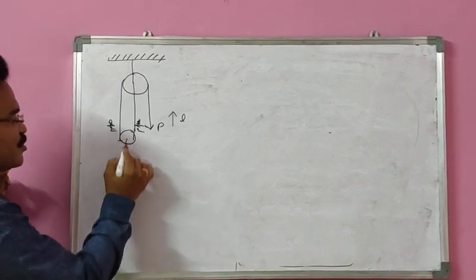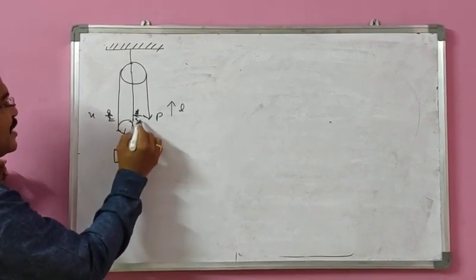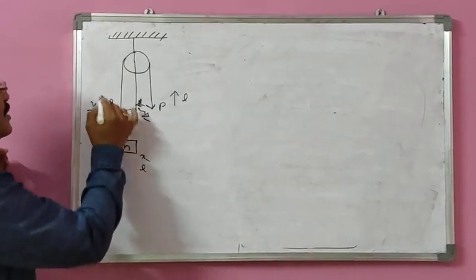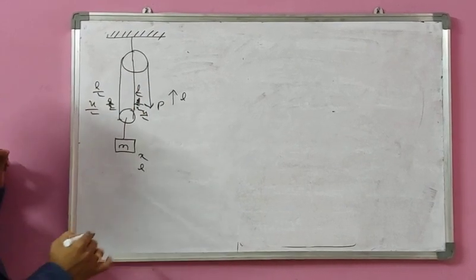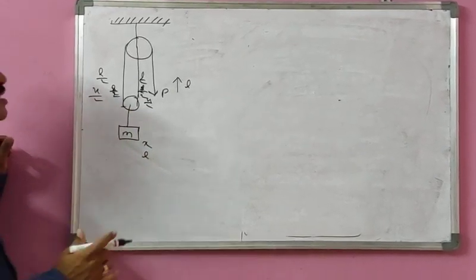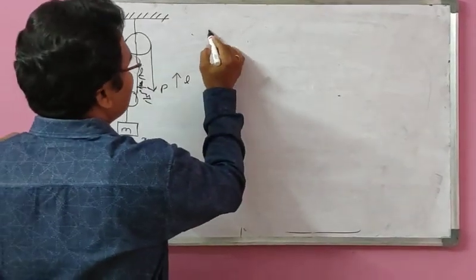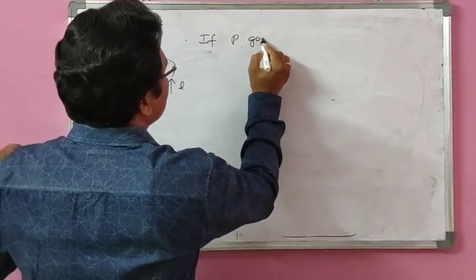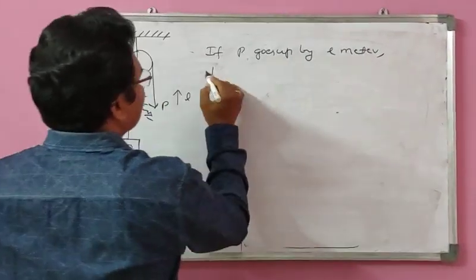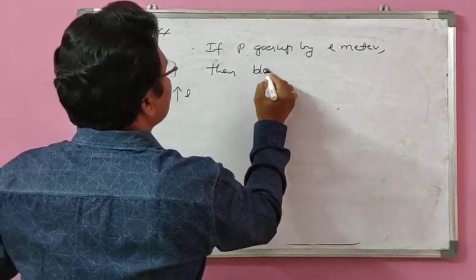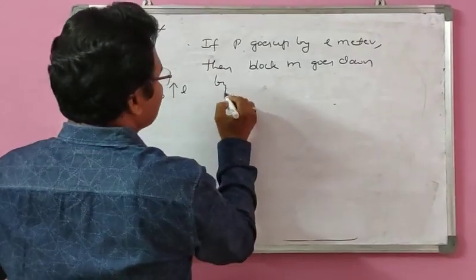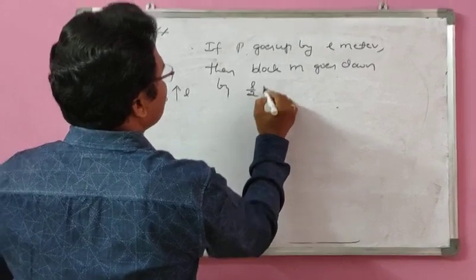Once again I am repeating, if it is going down by x means this side x and this side x by 2, it goes down. If it is going down by L means this side L by 2, this side L by 2, it goes down. Means how much length the mass or the block has descended, it is equal to L by 2. So what I can write, if P goes up by L meter, then block M goes down by L by 2 meter.